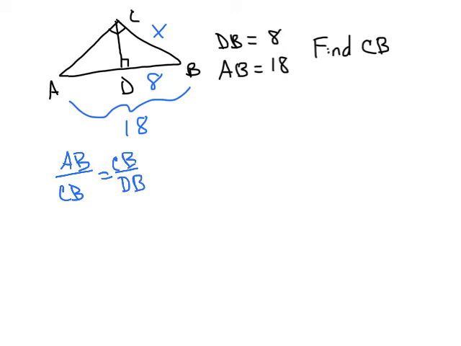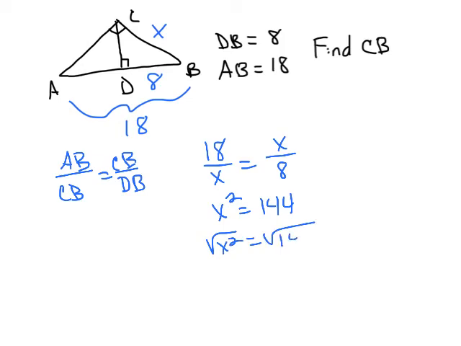So now we'll put in our numerical values. The hypotenuse was 18. The leg is what we're trying to find, so I have an x in two places, and the projection is 8. Cross multiplying, I have x squared is equal to 144. Taking the square root of x squared is equal to the square root of 144, and I get a value of 12. So that answer comes out to be 12.